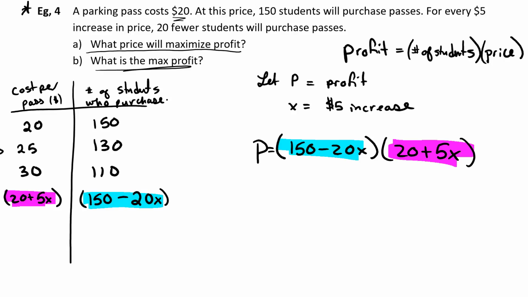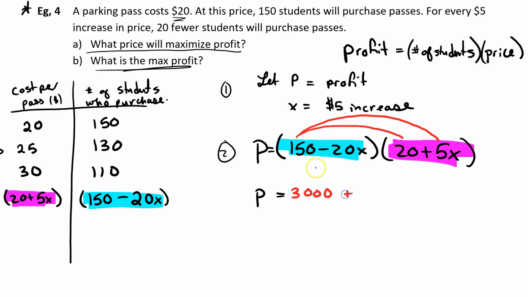So we've done step 1, we defined it. Step 2, we created that quadratic, and now we need to expand. So P equals, and I'm going to use different colors again because I think that that's always helpful, 150 times 20 plus 150 times 5x. So we're going to have 150 times 20 is 3,000 plus 5x times 150 is plus 750x.